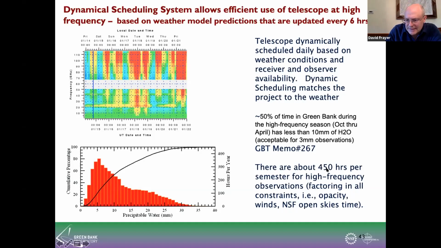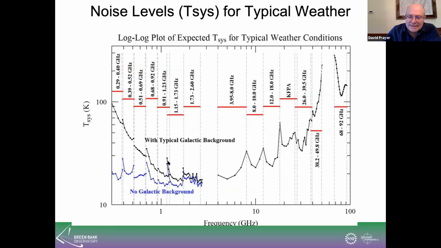Right now, I guess this is a fair statement. There are roughly 450 hours per semester available for high frequency observations. When I say high frequency, I'm talking K-band, so 20 gigahertz all the way up to 115 gigahertz. That factors in the opacity effect, which is about half the time, and half the time it's windy or not windy. And then we also have only a subfraction of the time as open skies time, funded by the NSF.